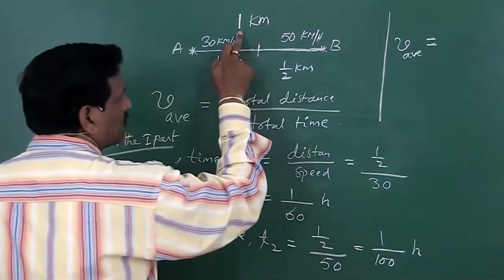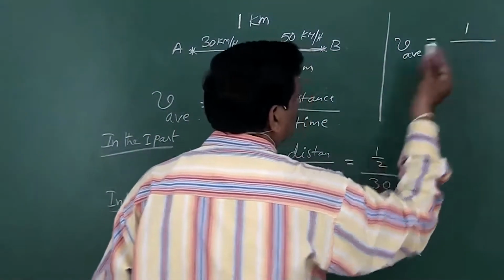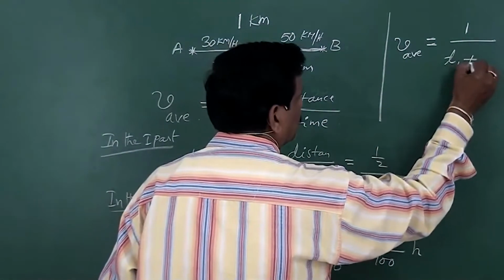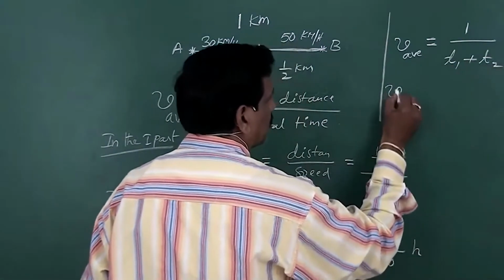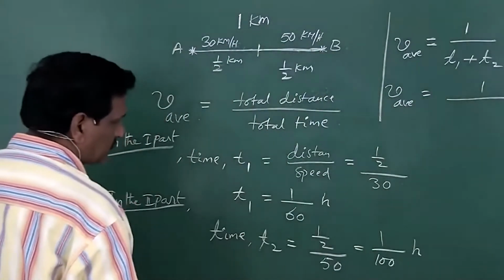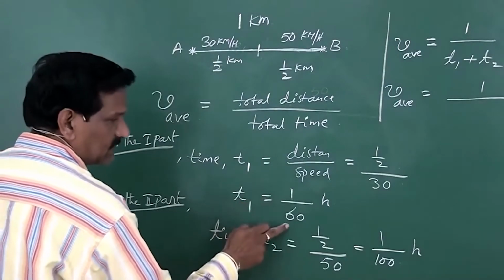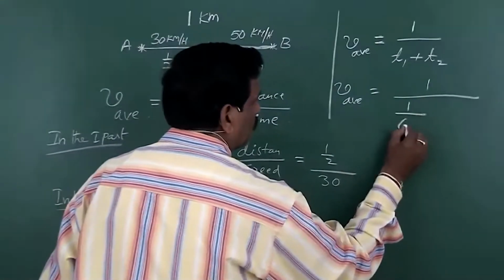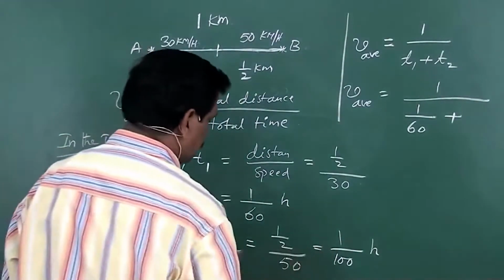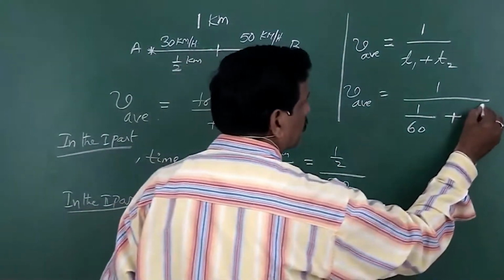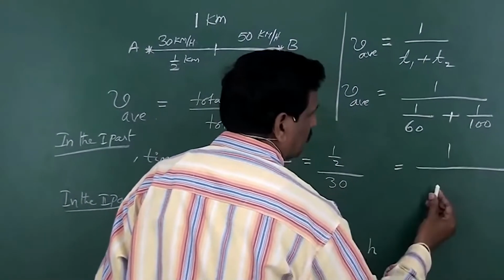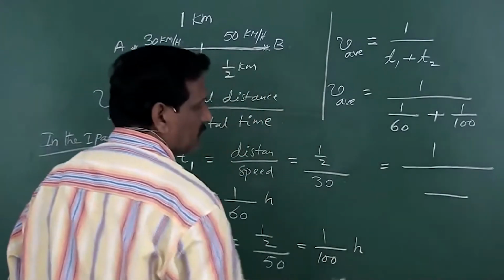What is total distance here? 1 kilometer. So 1 kilometer divided by total time, that is t1 plus t2, or V average is equal to 1 divided by, what is t1 here? 1 by 60. So this is 1 by 60 plus t2. What is t2 here? 1 by 100.